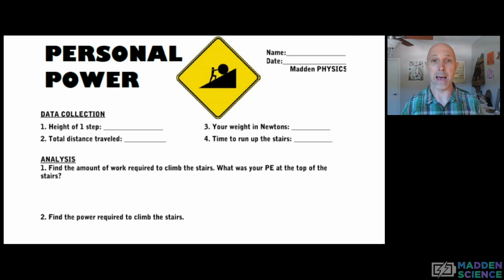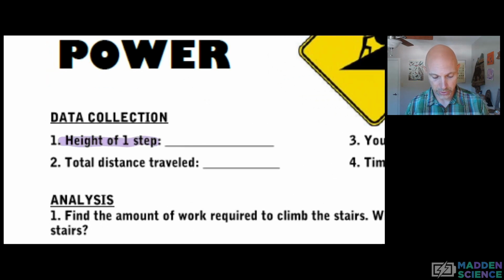As with all labs, we want to think about what we are measuring and what we are calculating. So in this case, with some stairs, we want to know just your straight up measurement, the height of one step. Now, to get from 1 to 2, you have to know how many steps.